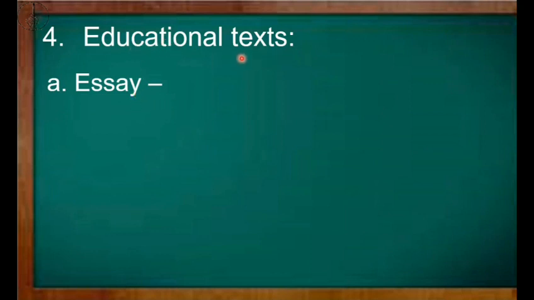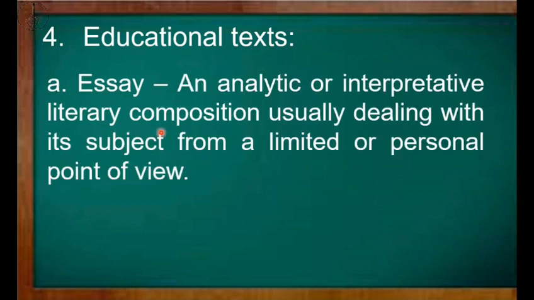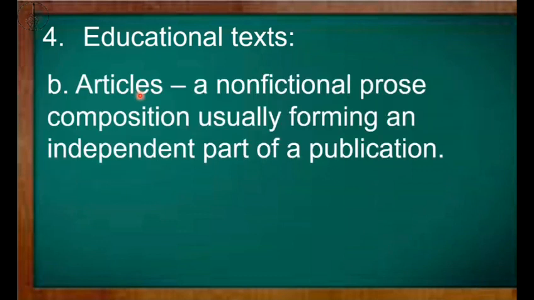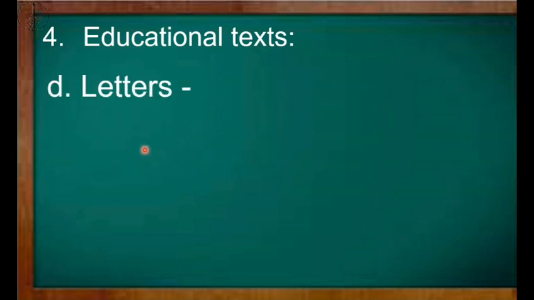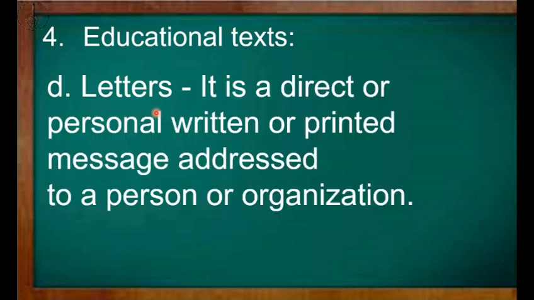We have different kinds of educational text. For example, A. Essay. When we say essay, it is an analytic or interpretative literary composition, usually dealing with its subject from a limited or personal point of view. B. Articles. It is a non-fictional prose composition, usually forming an independent part of a publication. C. Researches. And then letters. It is a direct or personal written or printed message addressed to a person or organization.